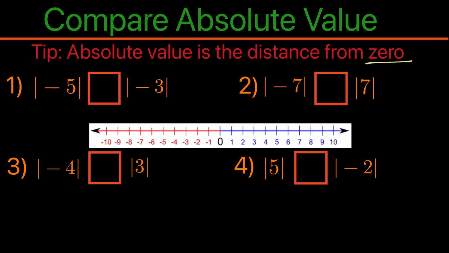Now, with the help of a number line in the middle of the screen, we can tell what the distance from 0 each of the absolute value is before we come to the final answer for each of the examples below. For the first example, we have a -5 and a -3.